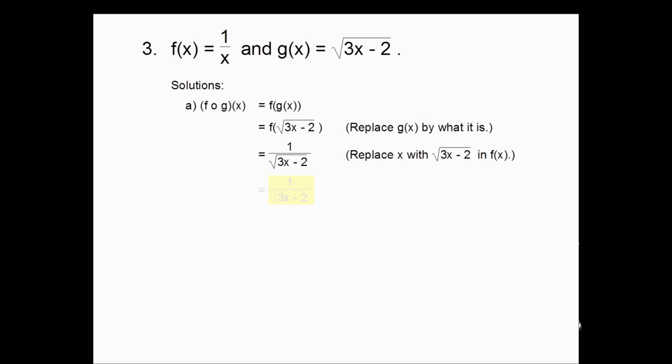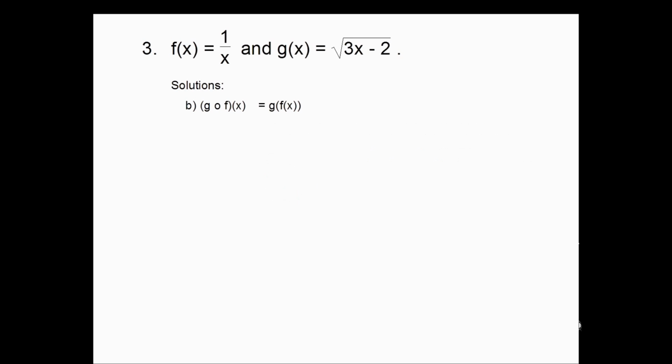If you really feel ambitious and want to rationalize the denominator, go ahead. If you do that, you would get the square root of 3x minus 2 over 3x minus 2. I don't really see any advantage to rationalizing the denominator. So notice if the functions are kind of nasty, there's not a whole lot to do.